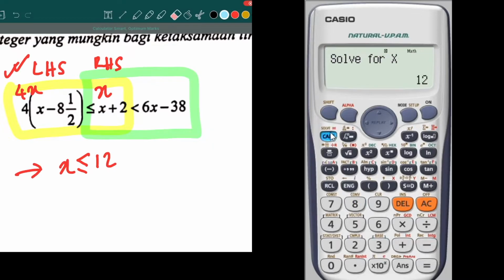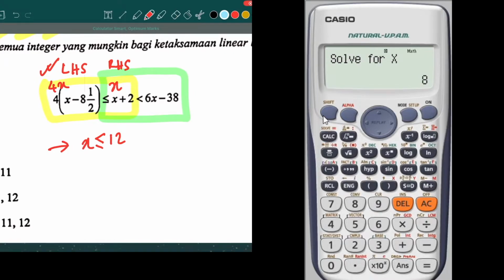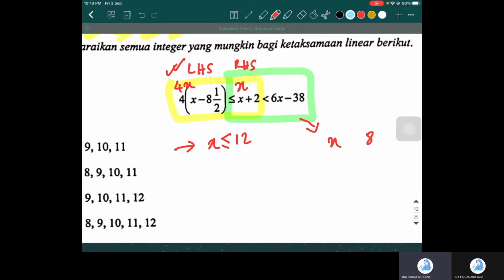Okay, it still shows the previous answer. So what you need to do is press equal. We press the equal sign, so you will get 8. Alright, so when you get x equals 8, for this green one you get x equals 8. So how do we decide? This time, how do we decide? Is it x less than 8 or 8 less than x?